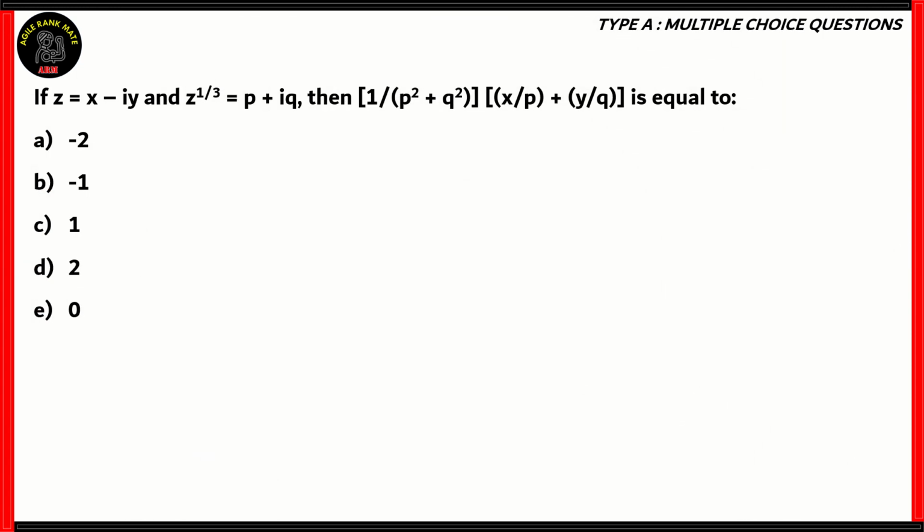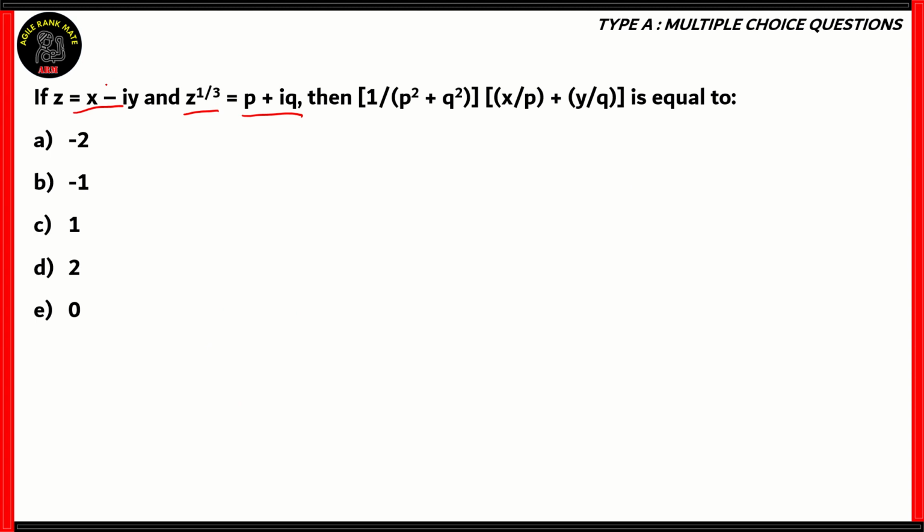Now let's look at this question. If z equals x minus iy, and z raised to 1 by 3 equals p plus iq, then the value of (x by p plus y by q) whole divided by (p squared plus q squared) is equal to -2, -1, 1, 2, or 0.